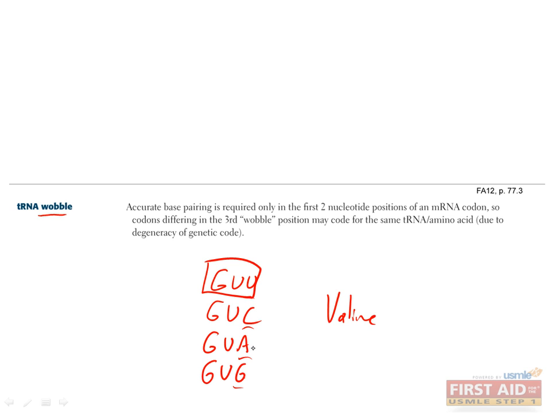Now this is not always the case. There are some amino acids that are only coded for by one codon, but by and large, the ones that have multiple codons corresponding to them only vary in their third position.